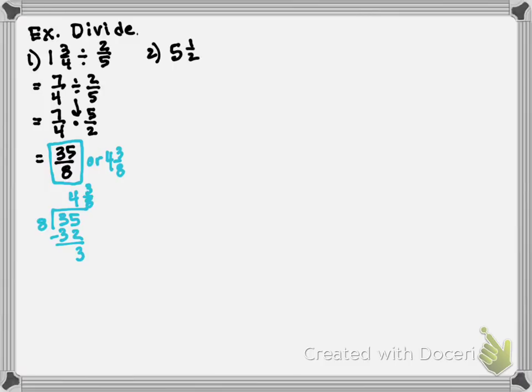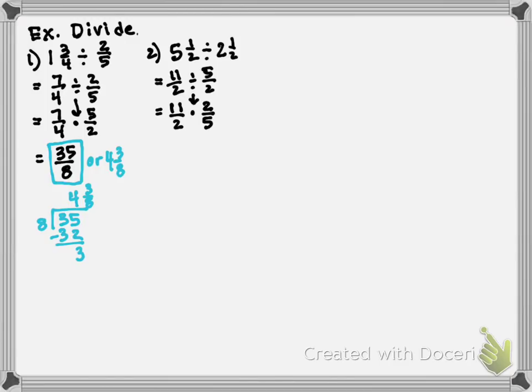5 1/2 divided by 2 1/2. So we're going to convert both of those to improper fractions. 2 times 5 is 10 plus 1 is 11. 2 times 2 is 4 plus 1 is 5. Now we're going to rewrite this as a multiplication problem. We're going to keep 11/2 the same. We're going to convert division to multiplication, and then I have to do another change, and that's going to be the second fraction. I'm going to take its reciprocal, and I get 2/5.